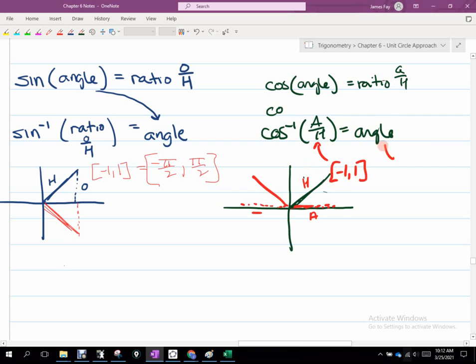The output's a little bit different. The output would be all of these angles here instead of all of these angles that were there. Does that make sense? So the output is going to be between 0 and 180, or in radians, 0 to pi. Does this make sense? We talked about it in chapter 5 a little bit.